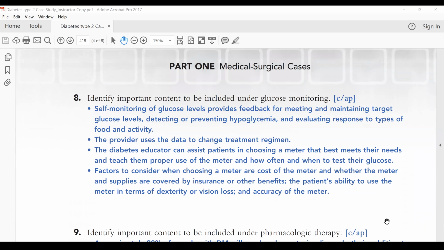So identify important content to be included under the pharmacological therapy. So this would be like the insulins, etc. Well, with the insulin, doesn't it all depend if they're type 1 or type 2?